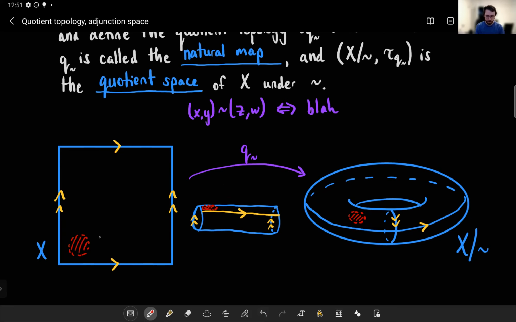And so the question is, is this open in X? And the answer is yes, right? If you're equipping this square with, say, the Euclidean topology in R2 or something, then yeah, that looks like an open set. So great.